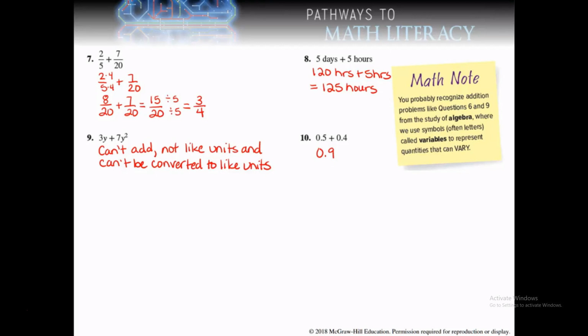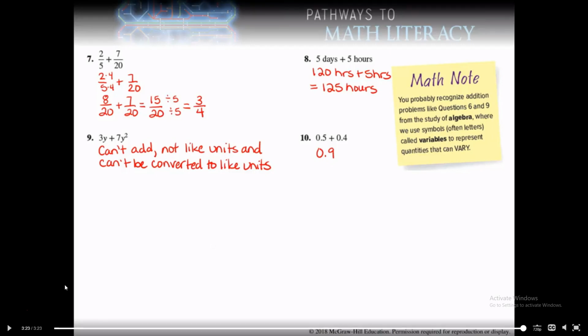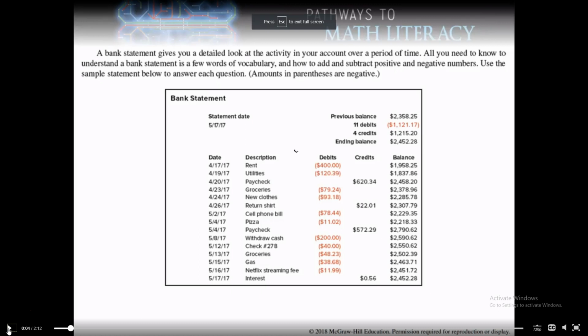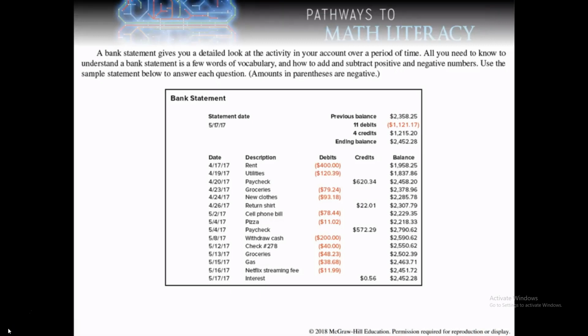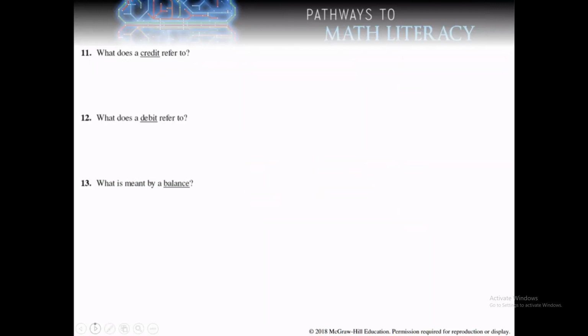Here we're given a bank statement and asked some questions about it. The first questions are general. In 11, what does a credit refer to? Well, that's money deposited into an account. And then in 12, what does a debit refer to? Well, that's money that's paid out of the account. And then in 13, what is meant by a balance? Well, that's the current amount of money that is in the account.